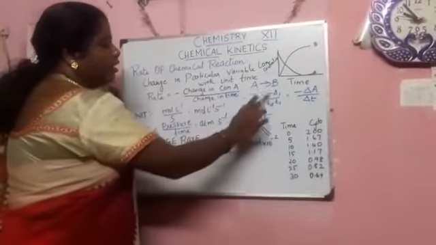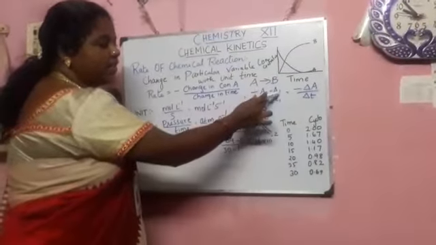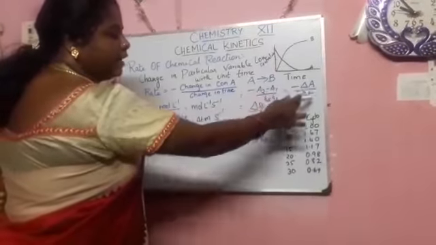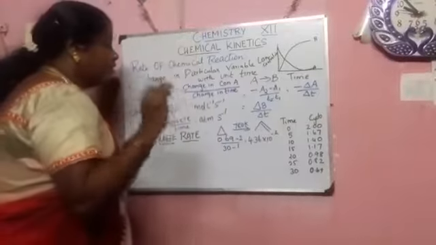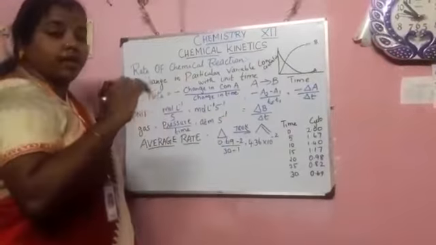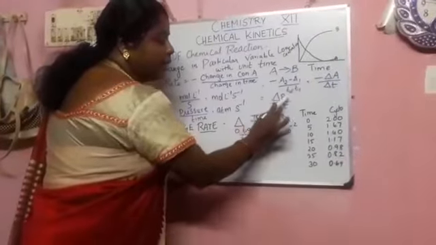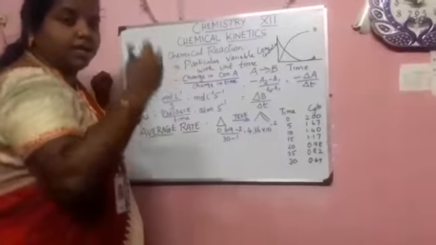So here it is final minus initial. Let us consider A2 is the final, A1 is the initial, T2, T1. So the rate is minus delta A by delta T. The minus symbol represents the reduction. If you consider the rate of the reaction on the product side, you get delta B by delta T. But it should be a positive sign because it increases.